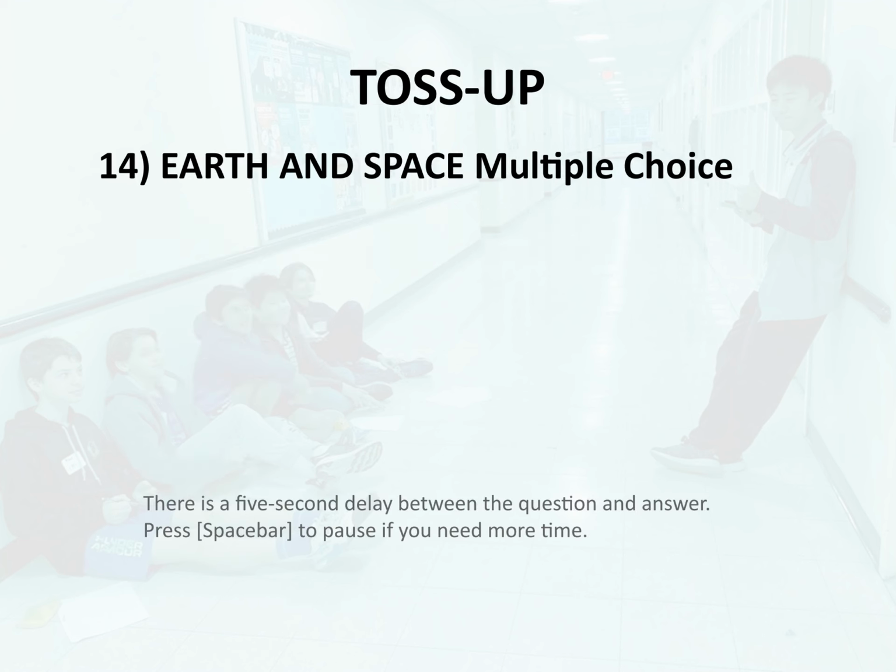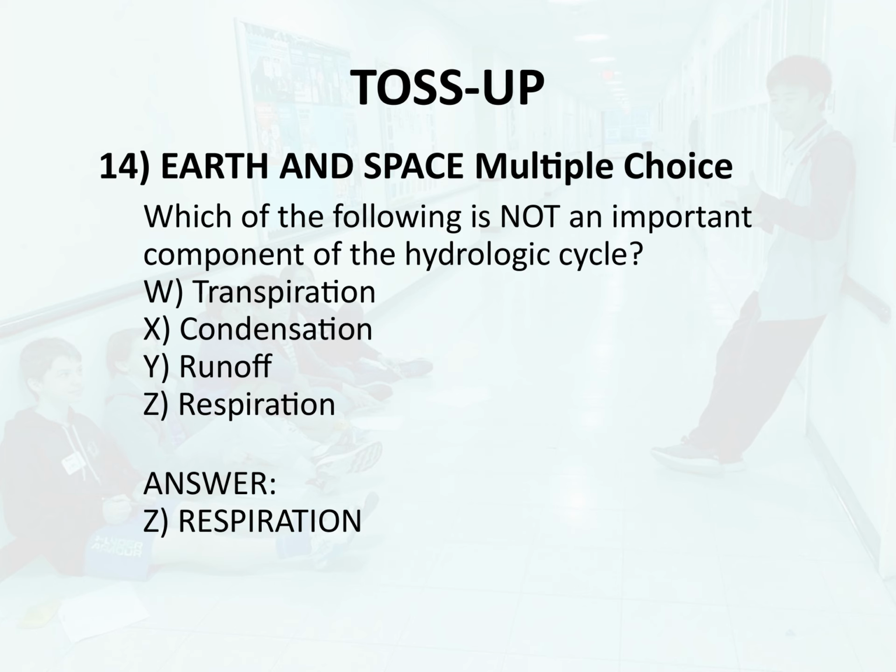Toss-up 14. Earth and space. Multiple choice. Which of the following is not an important component of the hydrologic cycle? W: Transpiration. X: Condensation. Y: Runoff. Z: Respiration. Answer: Z. Respiration.